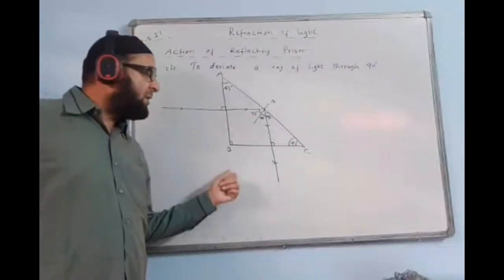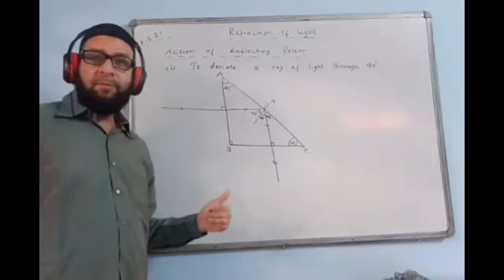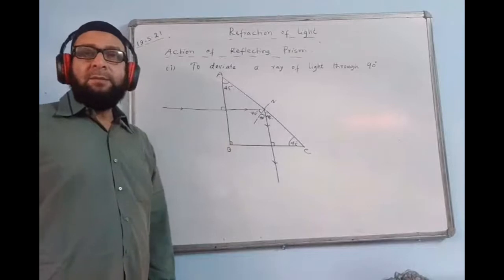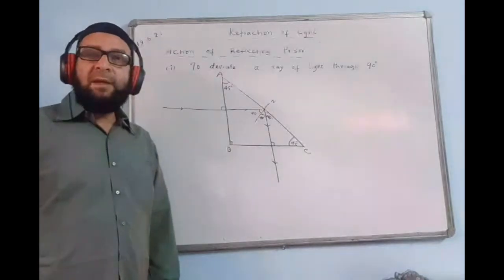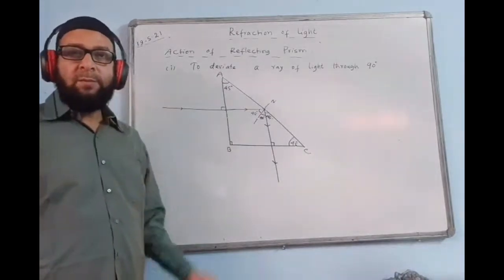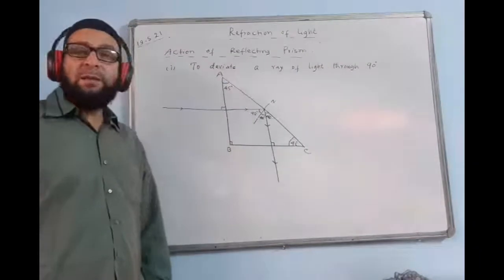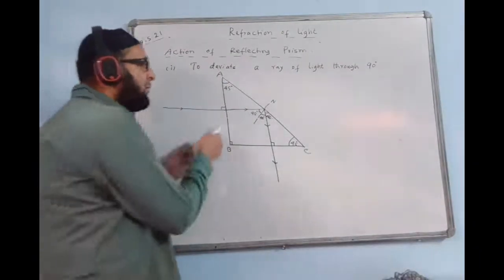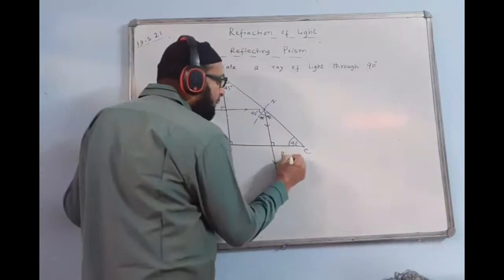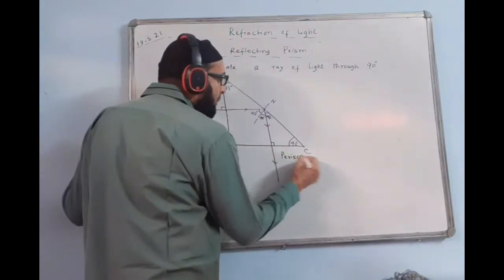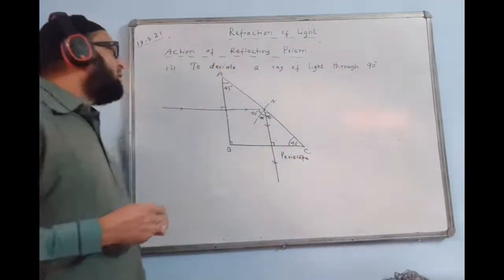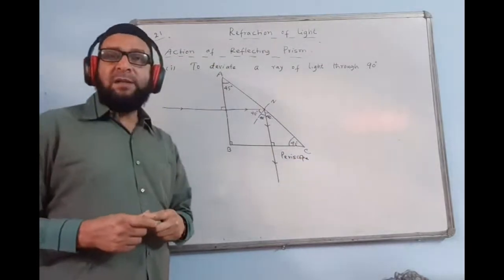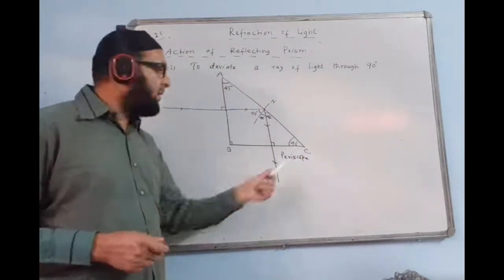Okay, now write down below this: this action of prism is used in a periscope. Please write down. This action of prism is used in a periscope. Periscope. A question may ask you to name an instrument where this action of prism is used. Then you will say periscope.